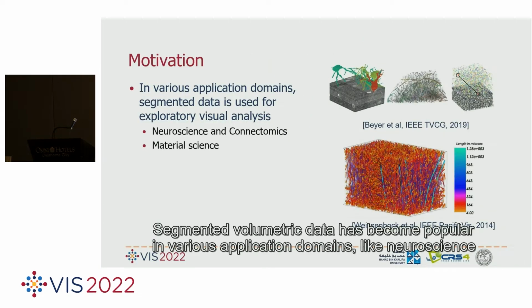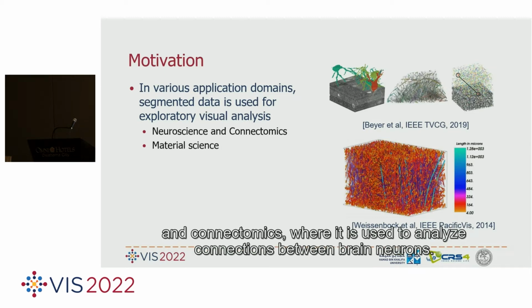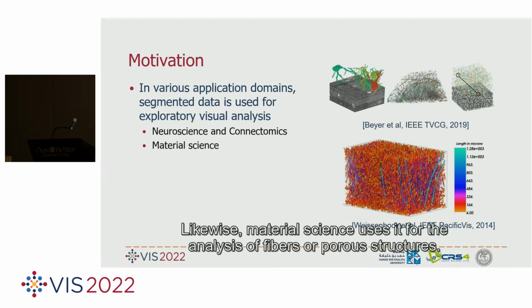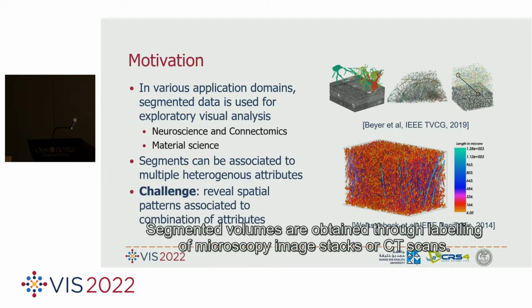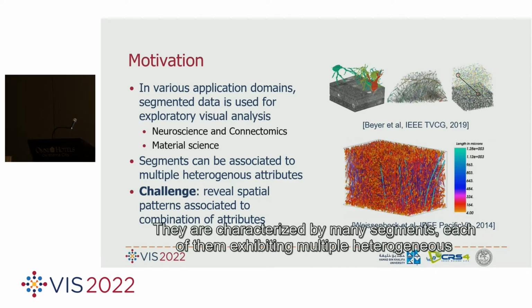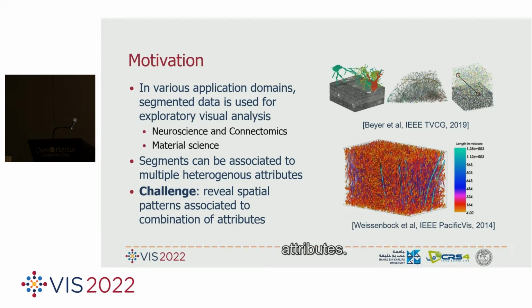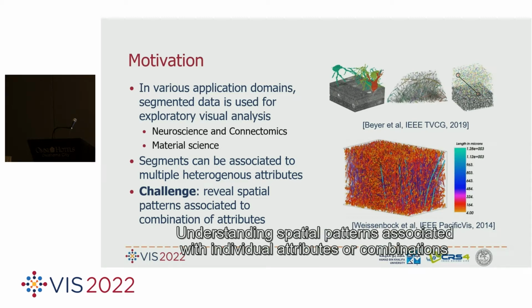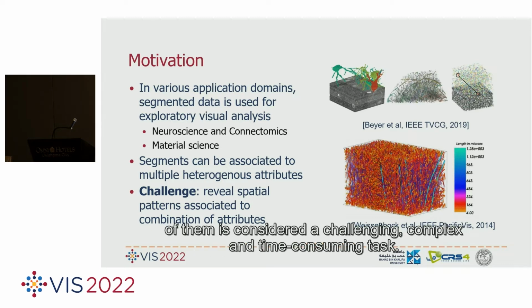Segmented volumetric data has become popular in various application domains, like neuroscience and connectomics, where it is used to analyze connections between brain neurons. Likewise, material science uses it for the analysis of fibers or porous structures. Segmented volumes are obtained through labeling of microscopy image stacks or CAT scans. They are characterized by many segments, each of them exhibiting multiple heterogeneous attributes. Understanding spatial patterns associated with individual attributes or combinations of them is considered a challenging, complex, and time-consuming task.